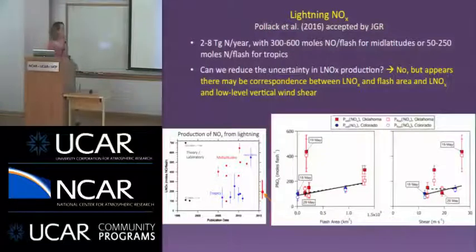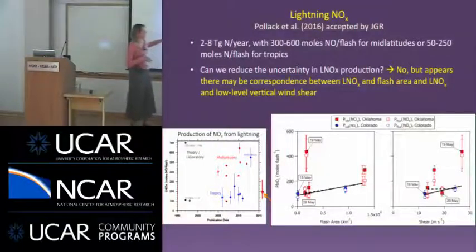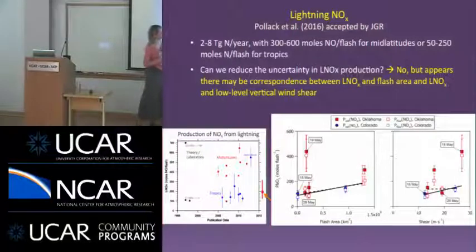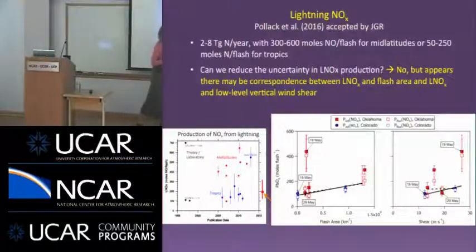And I want to show the results of the five storms that were analyzed for the production of NOx from each of these storms versus the flash area estimated from each of these storms. And you can see that for all but one of the storms, there definitely is an increase of NOx production per flash as the flash area increased.